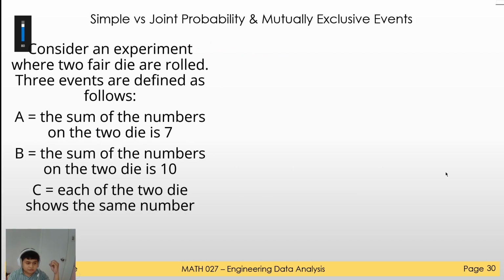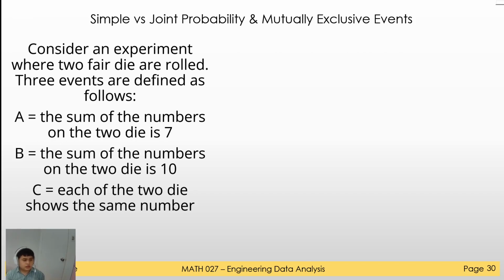So let's have a further example of this. Consider an experiment where two fair dice are rolled. Three events are defined as follows. Event A: the sum of the two numbers on the dice is 7. Event B: the sum of the two dice is 10. Event C: each of the two dice shows the same number.